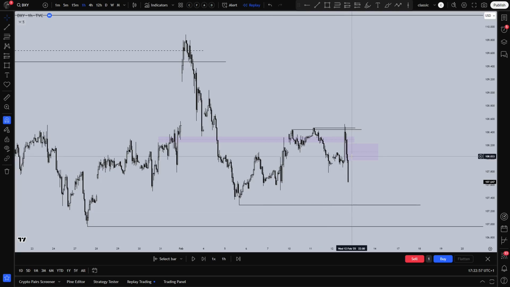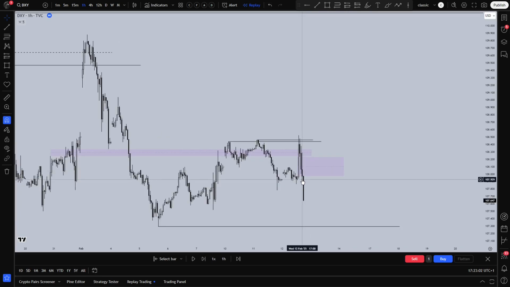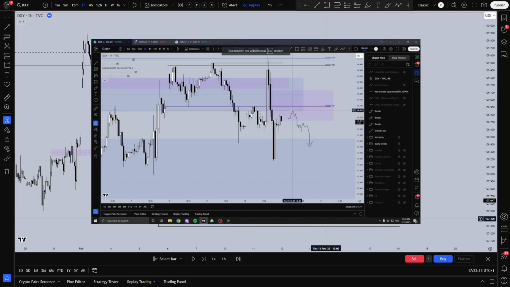And there we go. You can see now post CPI price closed below the fair value gap, meaning now we have a bearish inverse fair value gap here. And now we want to use this hourly key level as a higher time frame key level to look for shorts into the sell side.